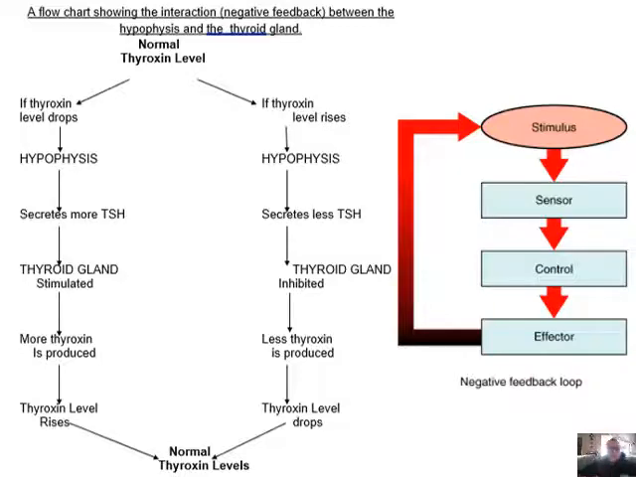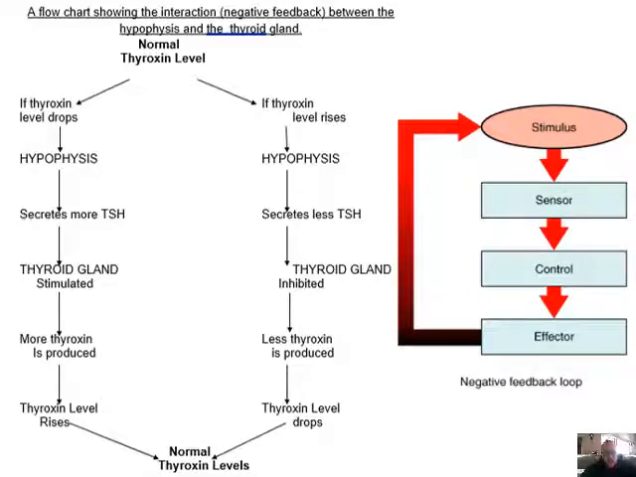Okay, so let's go back to the left hand side just so that you guys can see. So it says there normal thyroxine level at the top. If you look at the left hand side, it says if the level drops, the pituitary secretes more thyroid stimulating hormone, the thyroid gland is stimulated, more thyroxine is produced, the thyroxine level rises, and we go back to the normal thyroxine levels. And remember that the thyroxine level rising stops the pituitary gland from actually secreting more TSH.